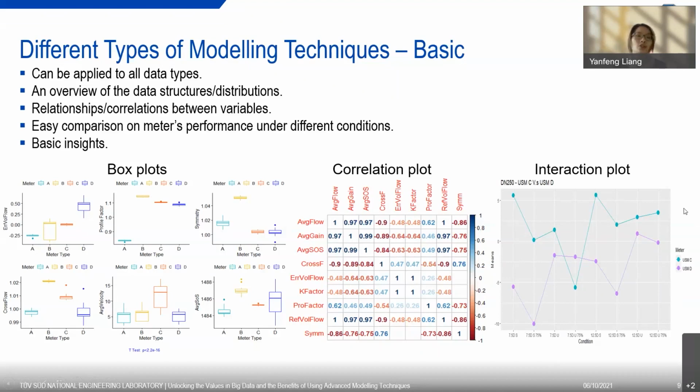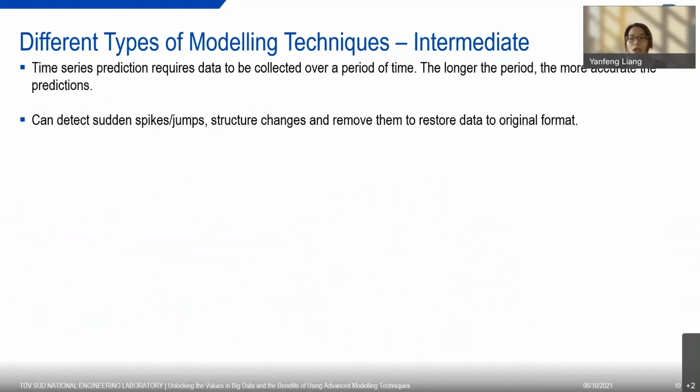So next, let's look at something a little bit more complicated. We wish to do a little bit more with our data. So now we're on to intermediate modern techniques. Because we're dealing with intermediate modern techniques, we are requiring a little bit more from the data now.